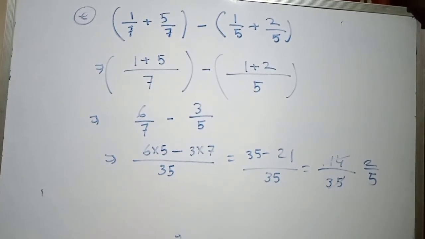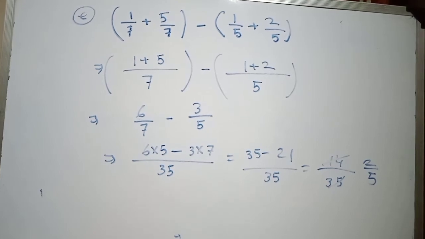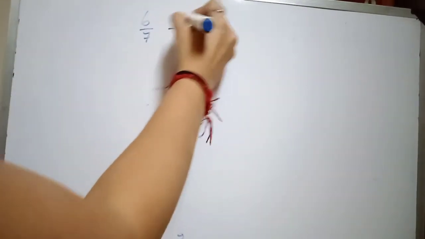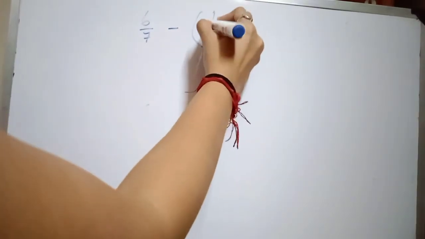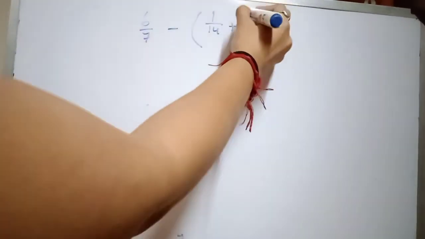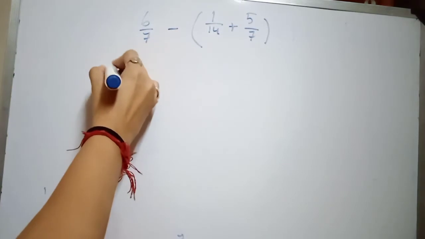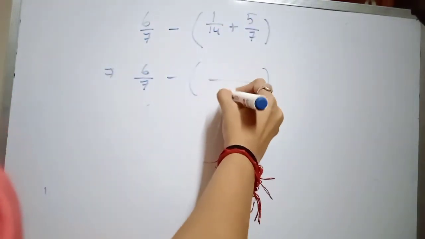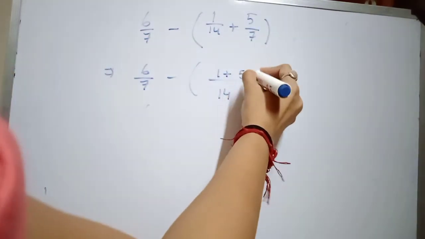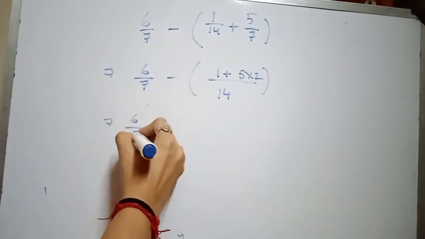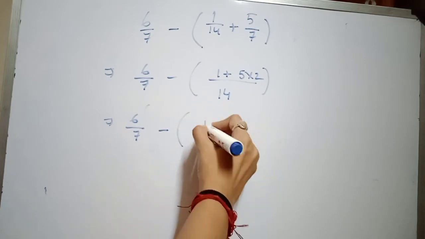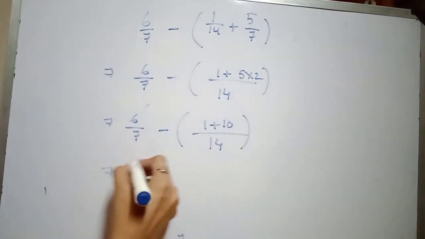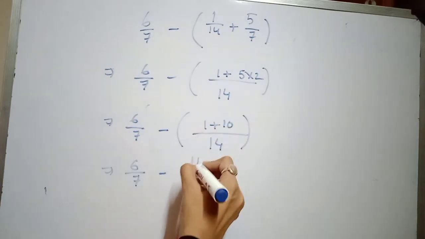Now going to another example. Here we are doing number G. In number G we have 6 by 7 minus 1 by 14 plus 5 by 7. So here also we will do the bracketed portion first. Here the LCM will be 14: 1 plus 5 into 2. Now the operation is done, we can add: 11 by 14.